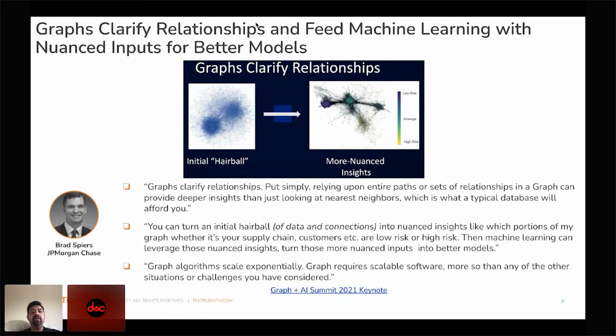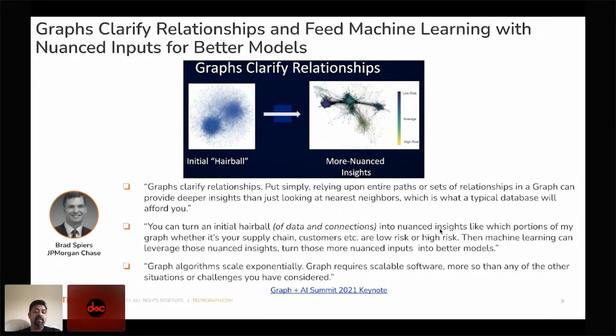That means they allow you to understand patterns in your relationships, connect the data, and then essentially feed that into your machine learning as inputs to make a better understanding of the data. So I love this quote, which is you can turn a hairball of data and connections on the left-hand side into a more nuanced insight, like finding hotspots within your data of where there's likely to be fraud, where there's likely to be high risk of supply chain defaults, where there's likely to be customers who are actually ready to buy, the positive patterns, and you can find all of those.